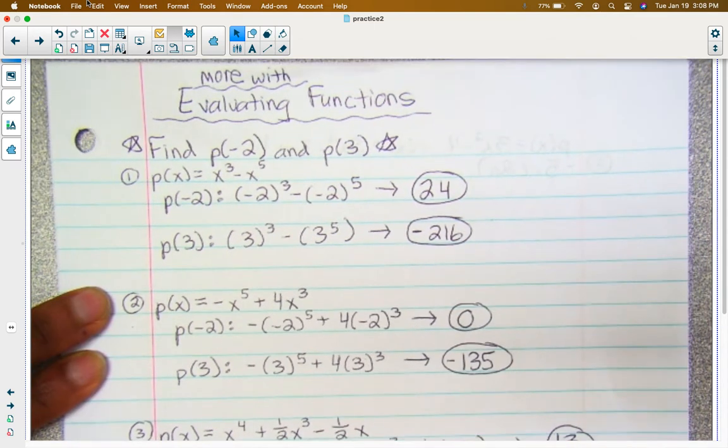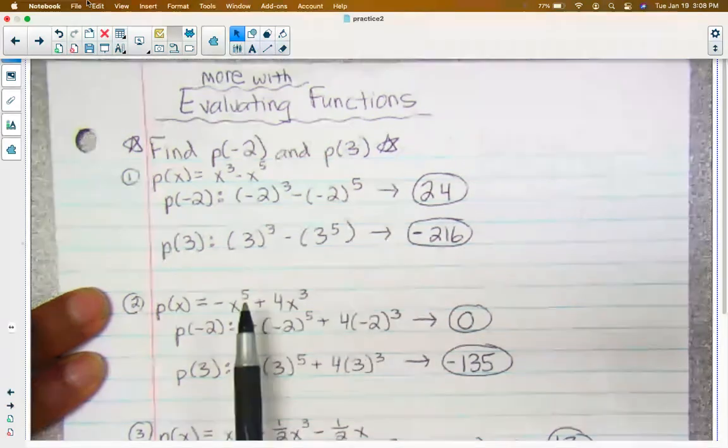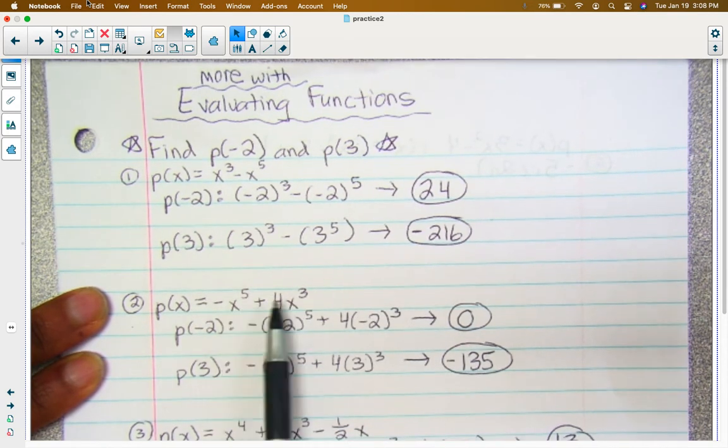So we're on number 2. I'm going to substitute -2 in for the x's. Substitute it in, get my answer. And I'm going to substitute in +3 in for my equation and then get an answer. So you take whatever number they give you, make a substitution, use Desmos to get your answer.